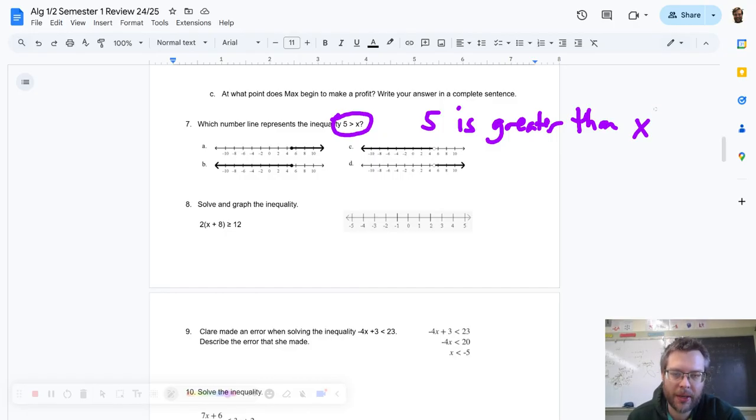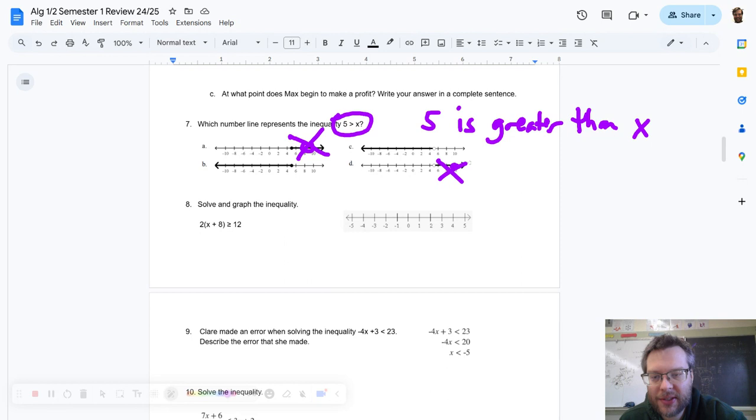So 5 should be bigger than anything you color in. So if you look at this number line, you can see that, for example, the number 8 is colored in. Is 5 bigger than 8? Nope. Not the correct one. Same idea down here. 10 is colored in. Is 5 greater than 10? No. 5 is not greater than 10, so we cross that off.